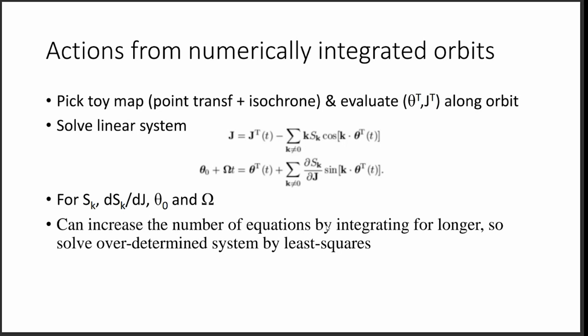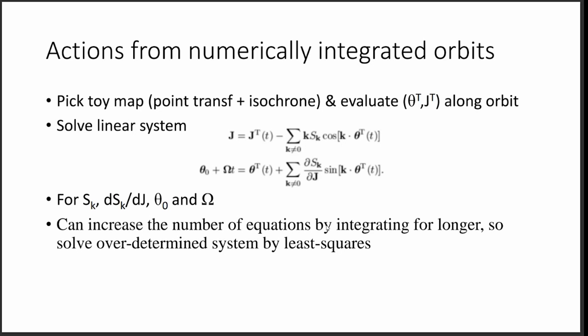Okay. A lot of people do n-body models, and something you might like to do to understand your n-body model is to determine the actions of your orbits. And something that you can do is as follows. All the way along your orbit, at all the locations upon your orbit, having picked a point transformation and an isochrone potential, just as we described when doing the torus modeling, you can calculate theta t and J t. You can calculate the toy angle action variables along the orbit.